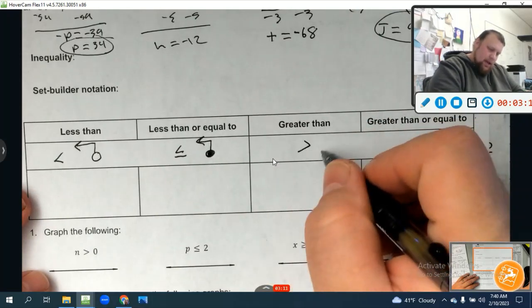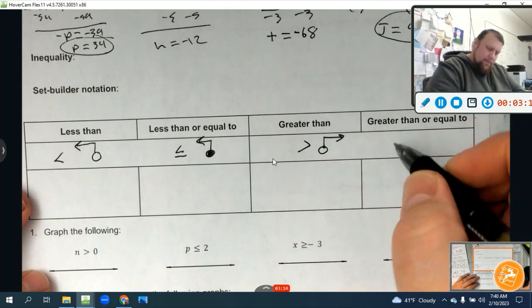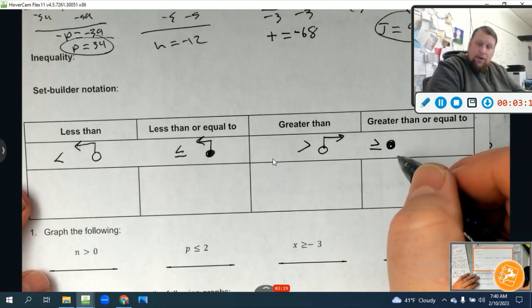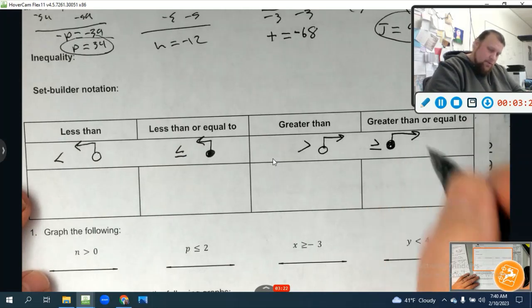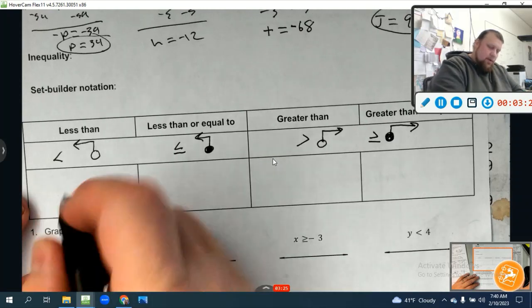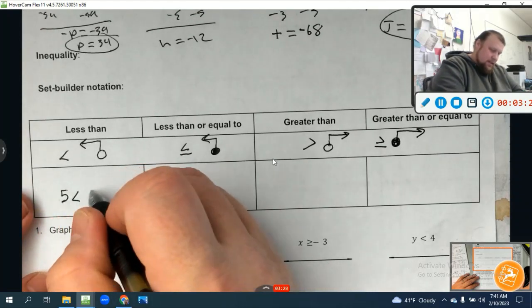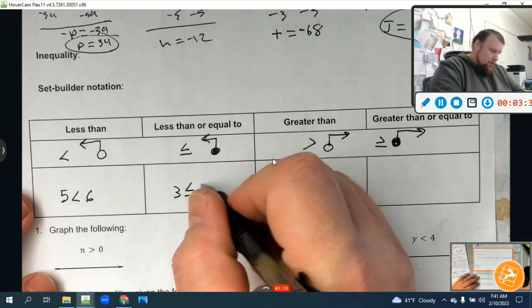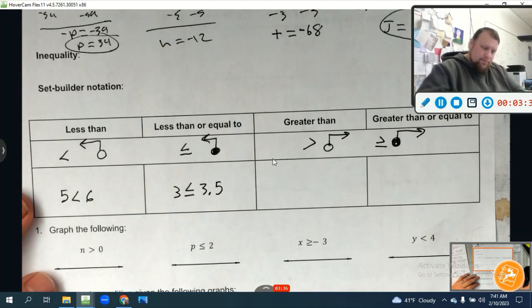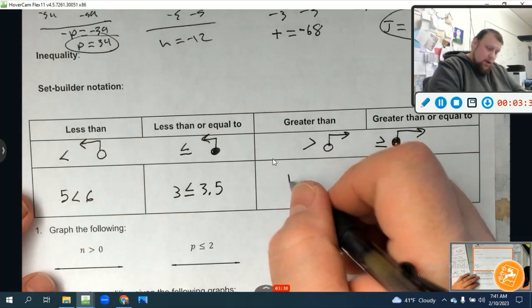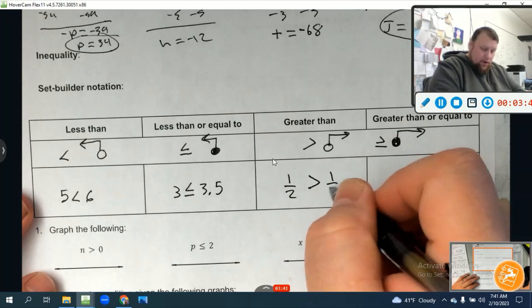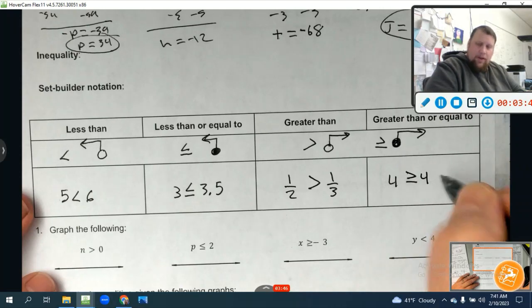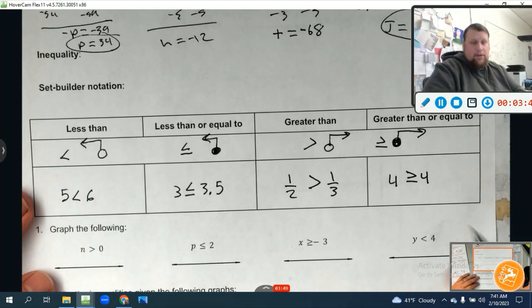Greater than is this way, and it would be an open dot and graph to the right. Greater than or equal to is a closed dot, or I'm sorry, greater than or equal to sign with a closed dot and to the right as well. Okay, one of the ways we would say less than, 5 is less than 6. That's true. 3 is less than or equal to 3.5. That is also true. 1/2 is greater than 1/3. Boom. 4 is greater than or equal to 4. That is also true because 4 equals 4. So lots of different examples here.